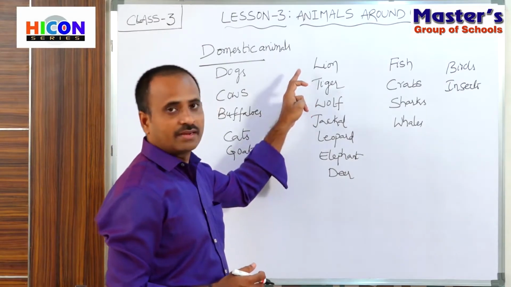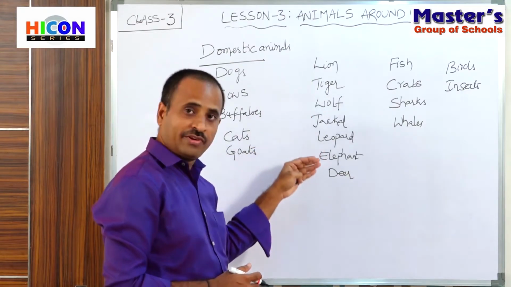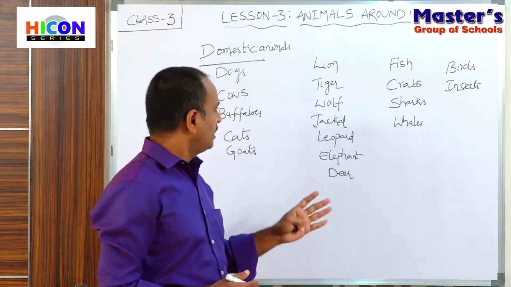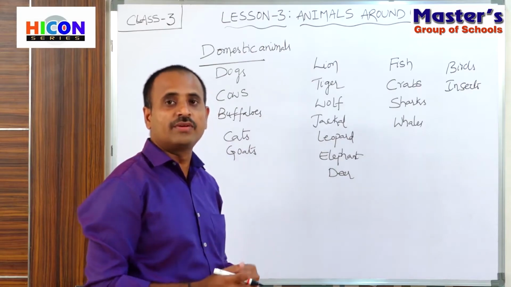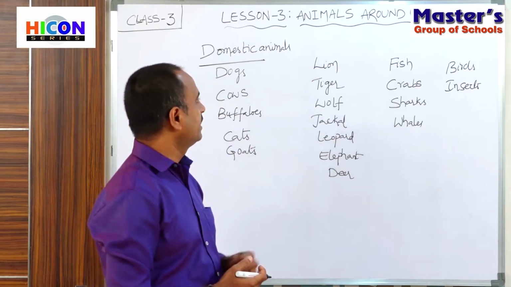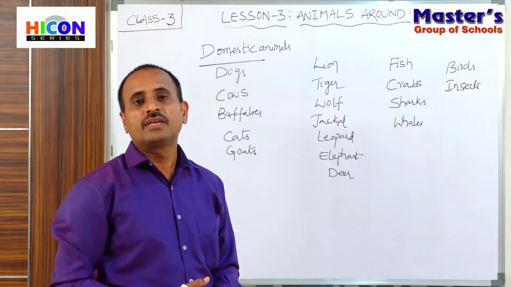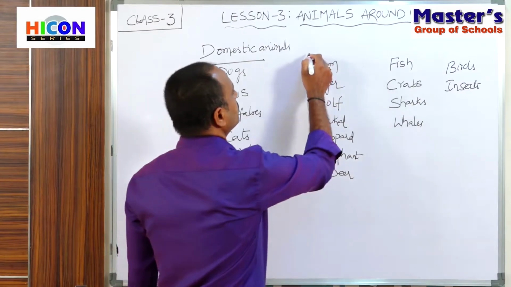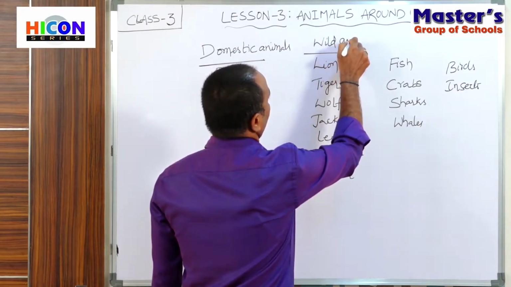And what are these animals called? These animals like lion, tiger, wolf, leopard, elephant, deer, rhinoceros and bear will be observed in the forest. That's why those animals which can be observed in the forest are called wild animals. So children, these are called wild animals.